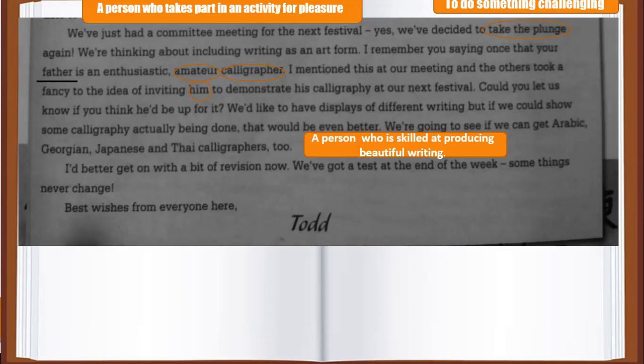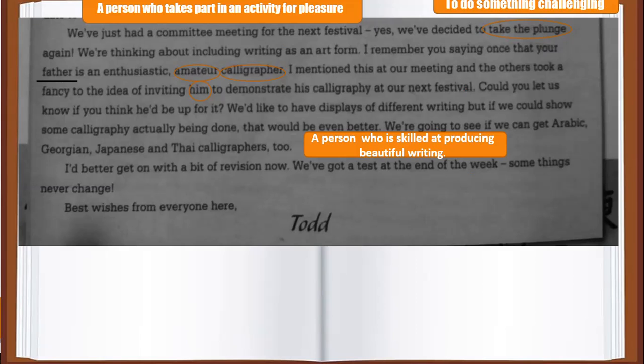We'd like to have displays of different writing, but if we could show some calligraphy actually being done. That would be even better. We are going to see if we can get Arabic, Georgian, Japanese, and Thai calligraphers. They are going to invite Arabic, Georgian, Japanese, and Thai calligraphers.